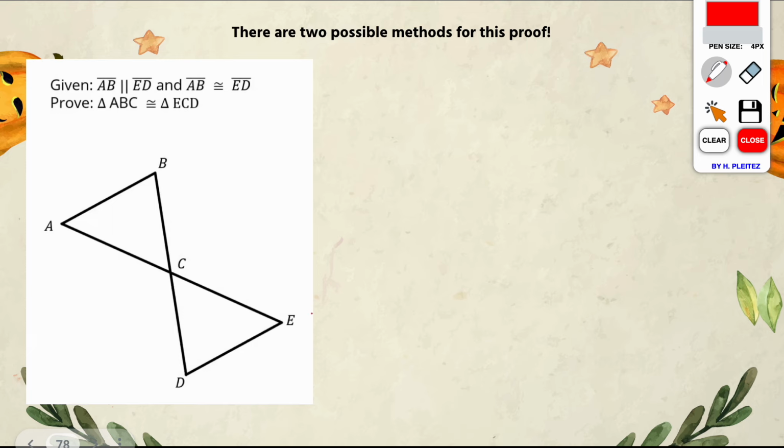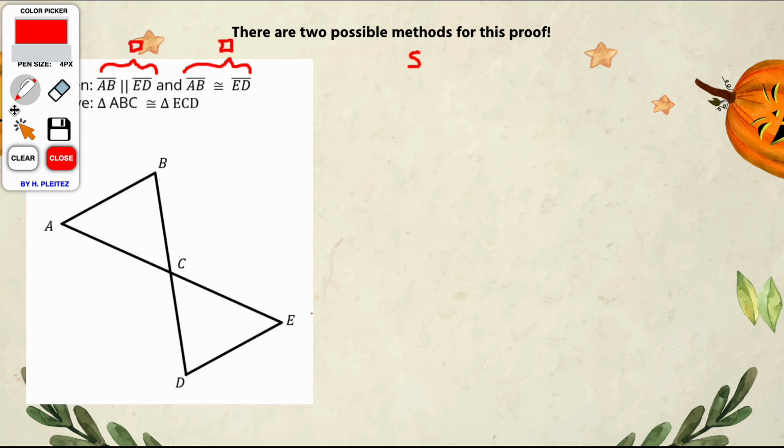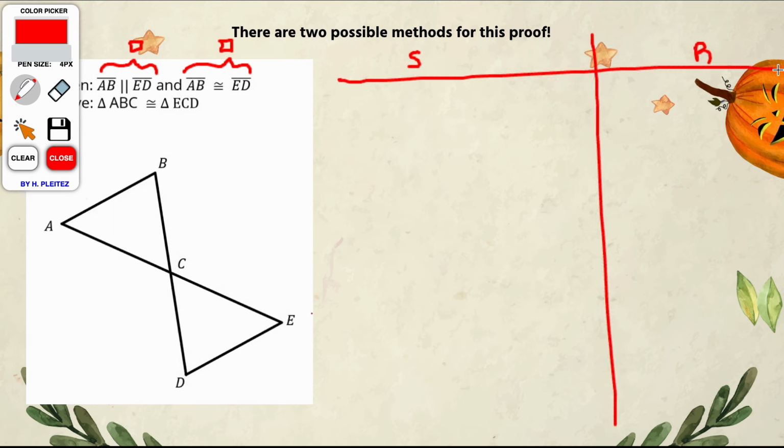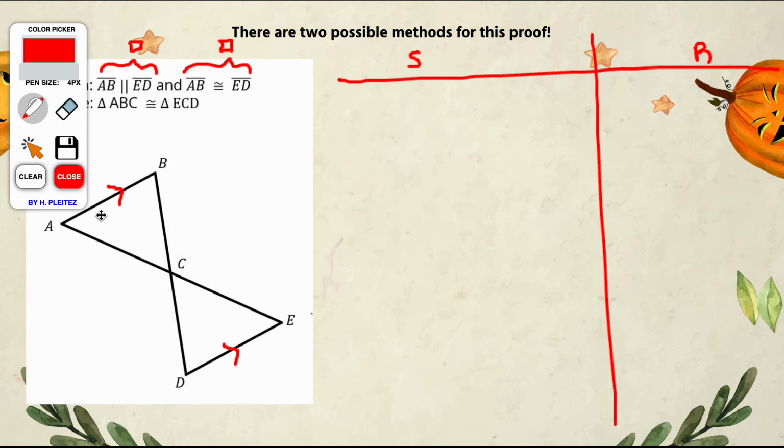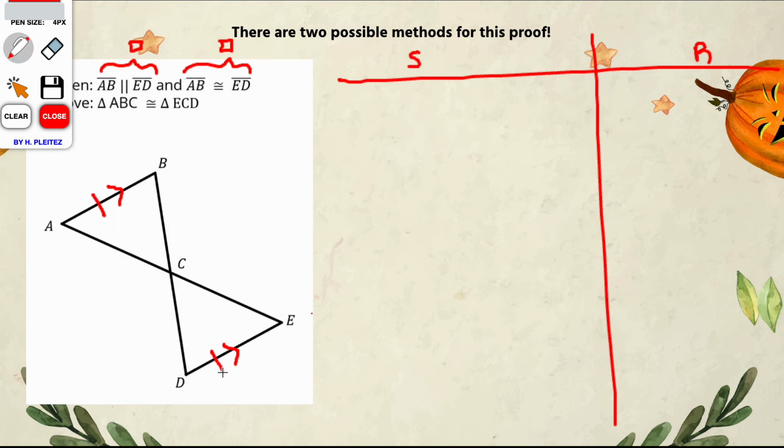All right, let's get started with this one. So again, we're going to look at our givens. I'm putting checkboxes right away to make sure I address both of my givens. I'm going to make my statement and reason chart first, and then I will start labeling. So given AB is parallel to ED, we want to label that with our arrows, and AB is congruent to ED. We want to make sure we're putting our tick marks there. Wonderful. Let's write our given.